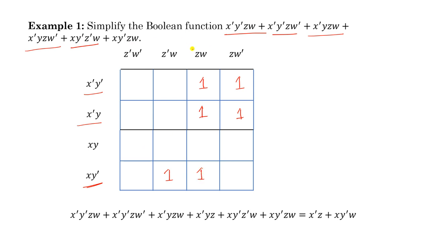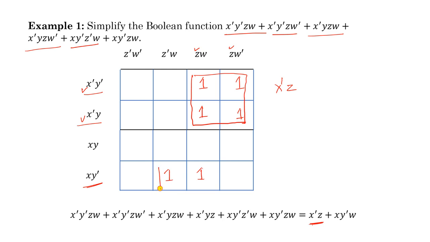Now I have to find the squares. So you can form a block of 2 by 2. That is 4 adjacent squares. Now this is equivalent to a term with two literals. Look at this. Here if you see the rows, x dash is the same. And here if you look at the columns, then z is the same. So the equivalent term of these 4 adjacent squares is x dash z.